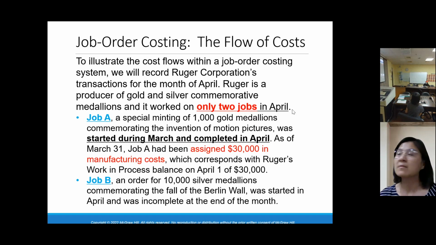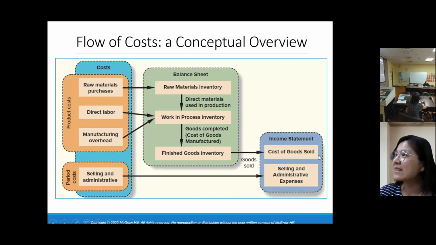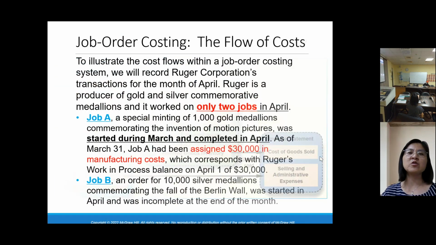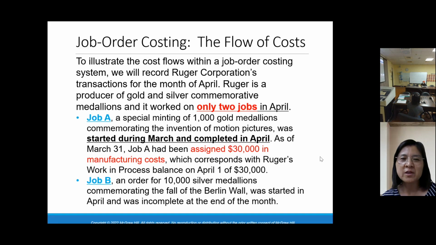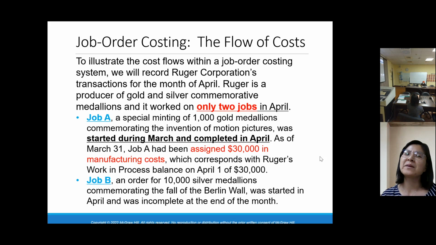The income statement is made up of cost of goods sold, and cost of goods sold is an income statement account. Selling expenses and the others are all income statement accounts. To illustrate the cost flow within a job costing system, we will record the larger corporation's transactions for the month of April. This company is a producer of gold and silver commemorative medallions, and it worked on only 2 jobs in April.